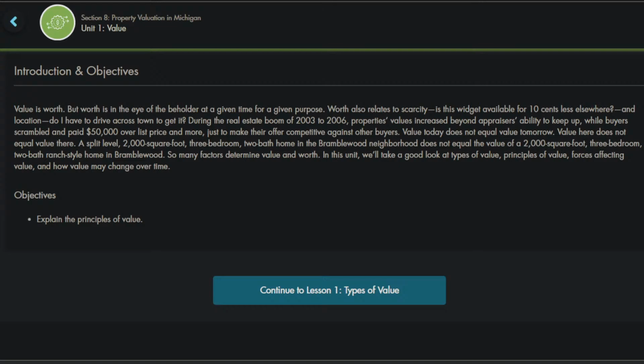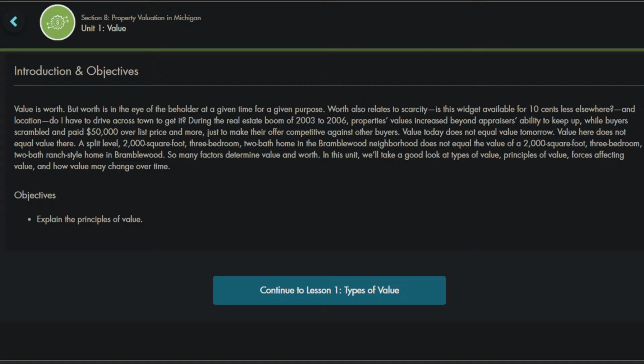During the real estate boom of 2003 to 2006, property values increased beyond appraisers' ability to keep up, while buyers scrambled and paid $50,000 over list price and more just to make their offer competitive against other buyers. Value today does not equal value tomorrow. Value here does not equal value there. A split level 2,000 square foot, 3 bedroom, 2 bath home in the Bramblewood neighborhood does not equal the value of a 2,000 square foot, 3 bedroom, 2 bath ranch style home in Bramblewood. So many factors determine value and worth.